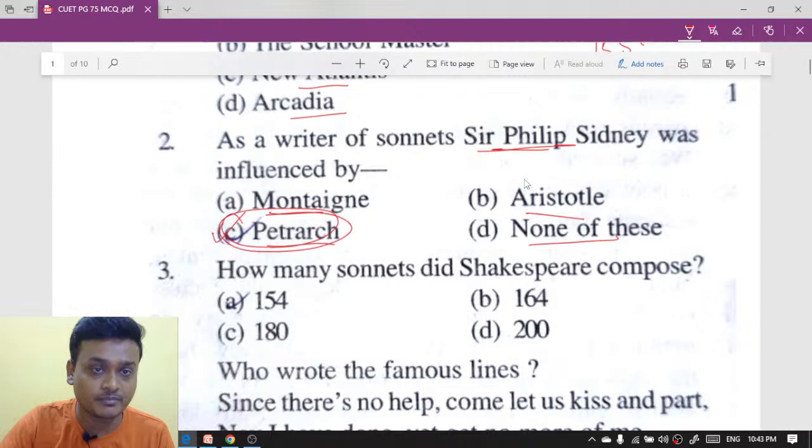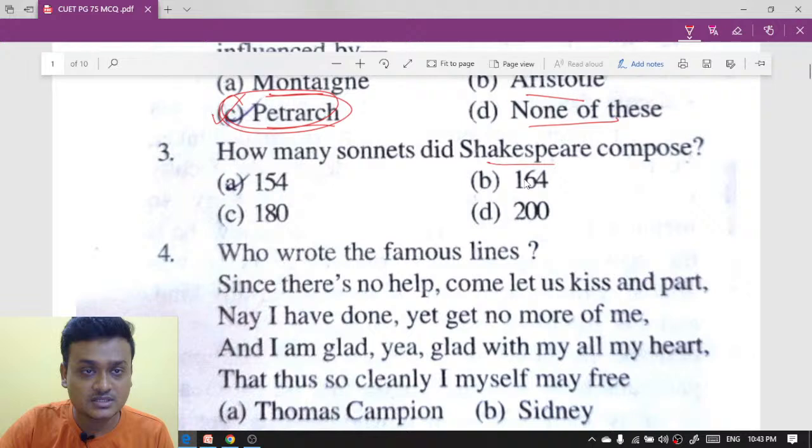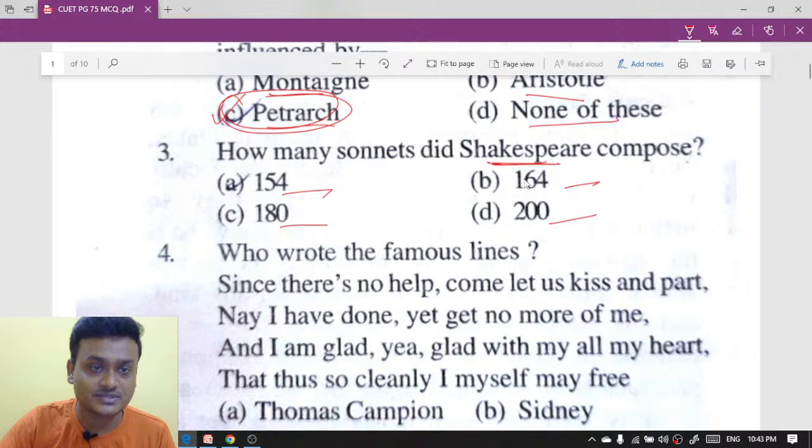Next question. How many sonnets did Shakespeare compose? 154, 180, 164, 200. So, Shakespeare composed a total of 154 sonnets. So, A is the right option. Moving on to question number 4.